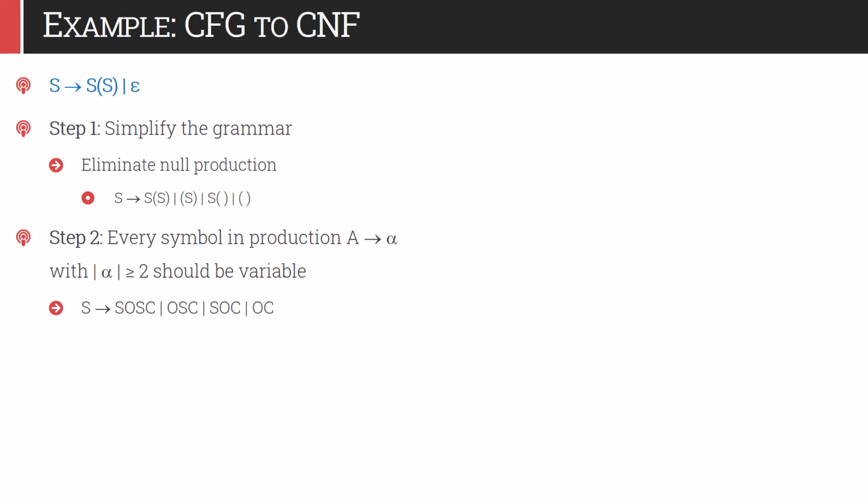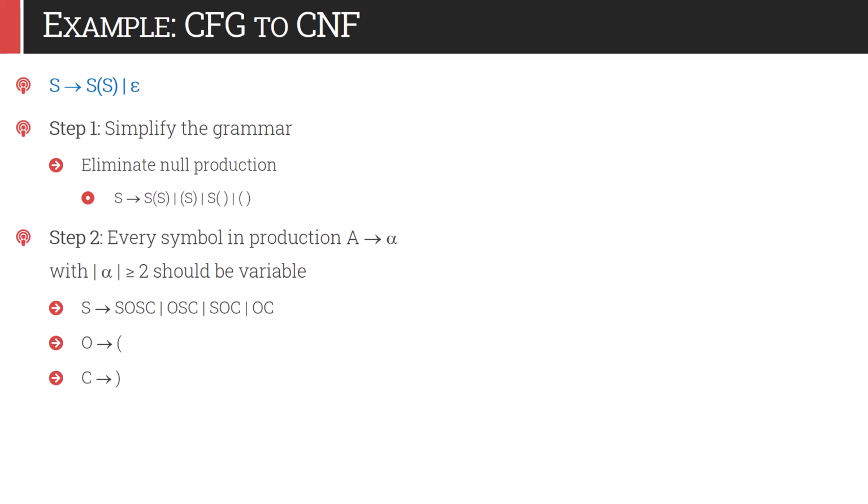The second production of S is S derives S within parenthesis. So the parenthesis will be replaced by capital O, then capital S, then capital C. Then the third production of S is S derives capital S, then parenthesis. So it will become S, capital O, capital C. And the last production of S is S derives opening and closing parenthesis, which will ultimately be capital O, capital C. And we have assumed that capital O derives the terminal symbol opening parenthesis and capital C derives closing parenthesis.